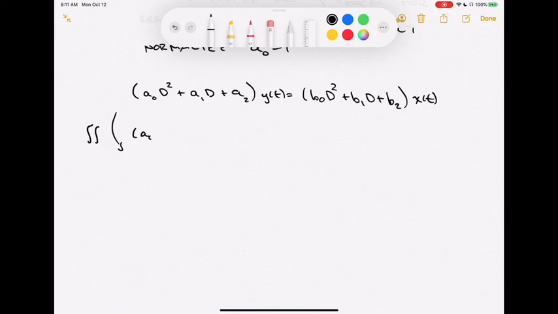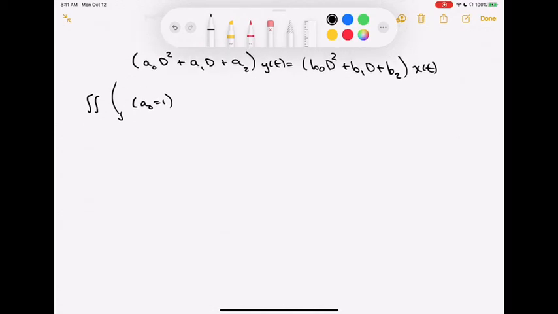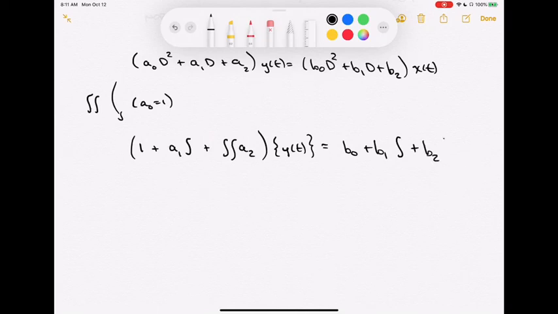And then I also note in here a0 equaling 1. If I do that, the double integral of a derivative squared is just going to be the signal by itself, and a0 was 1, so I'm going to get a 1, and I'm going to have a plus a1 double integral of a first derivative, which is just going to be an integral. And then I'm going to have a2 double integral, all of these acting on y of t, being equal to b0 plus b1 integral plus b2 double integral acting on x of t, something along those lines. So this is an integral form of the same system.